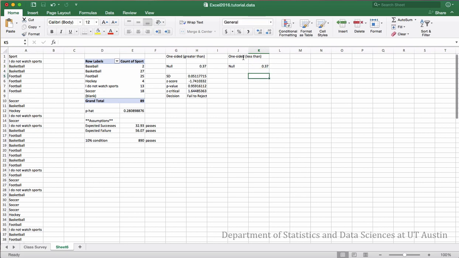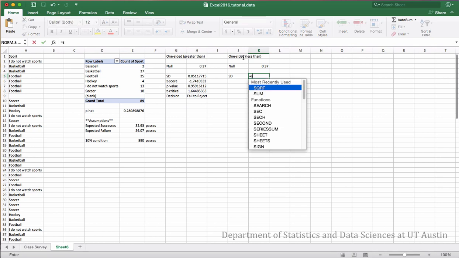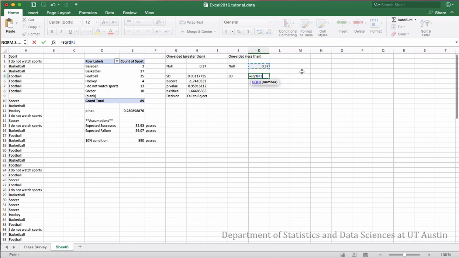Fortunately for us, these values here, standard deviation and our z-score, will not change. They are calculated the exact same way. Nothing will be affected. So I will do my claim, 0.37, times its complement, 1 minus that value, divided by the sample size of 89. Again, values are exactly the same. I can calculate my z-score, which is calculated the exact same way.